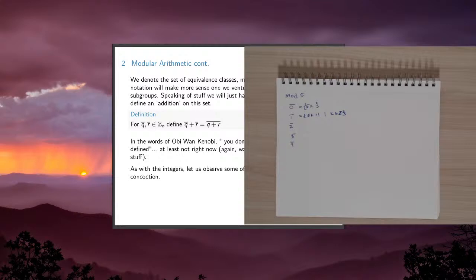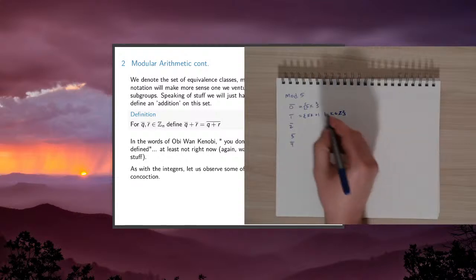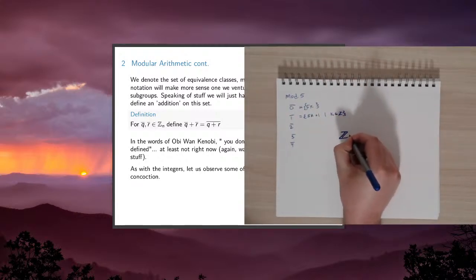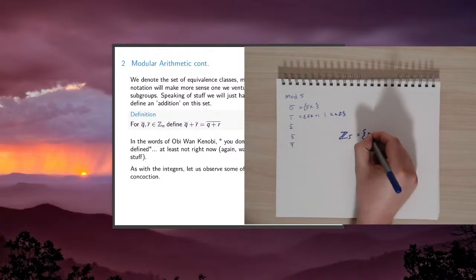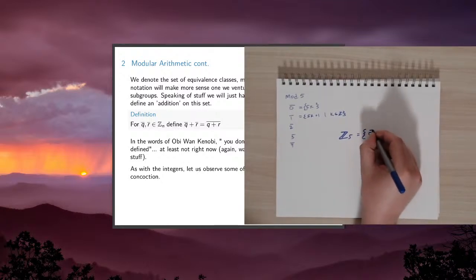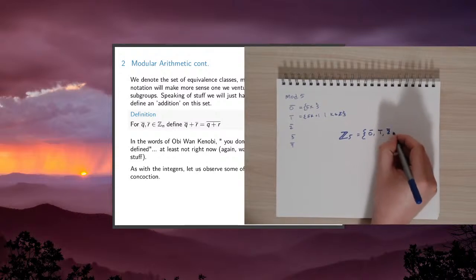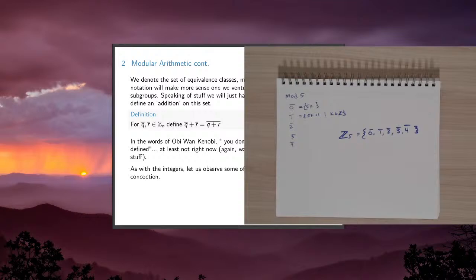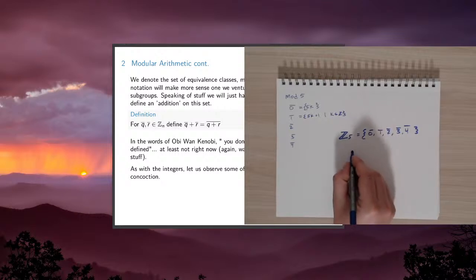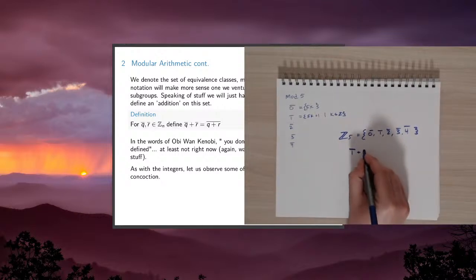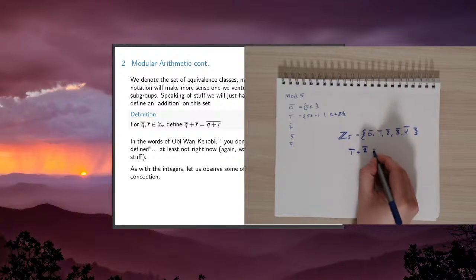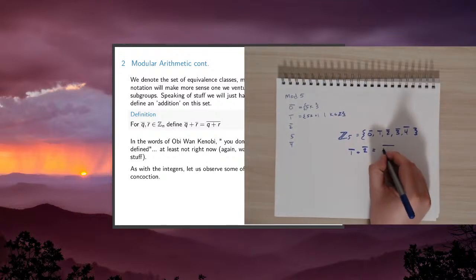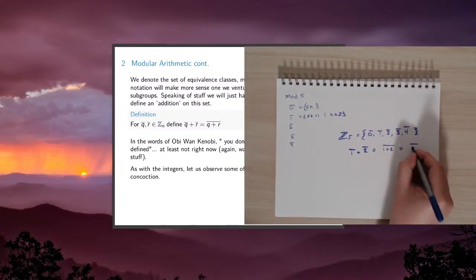So for example, this modulo 5 stuff, we can call it Z5, right? And it's this set: the 0 class, the 1 class, the 2 class, the 3 class, and the 4 class. And based on our definition, which you can still see there, we define, for example, the 1 class plus the 2 class, well, that's the 1 plus 2 class, which is the same as the 3 class, right?